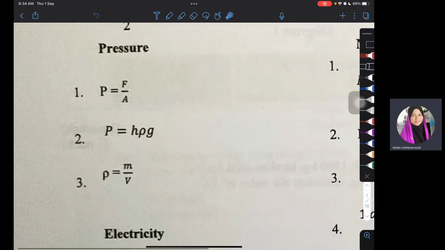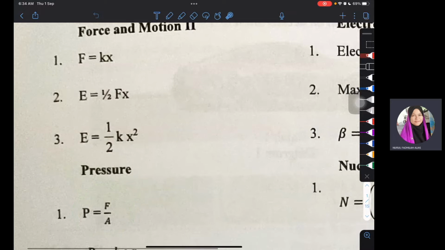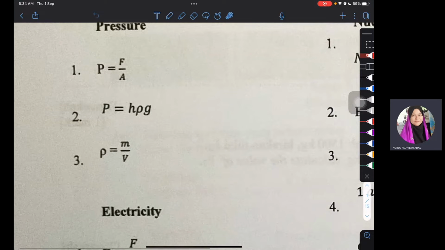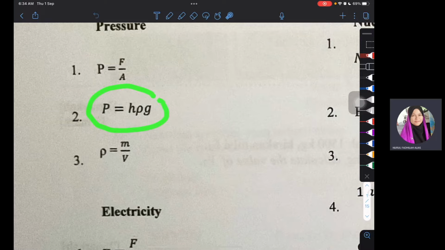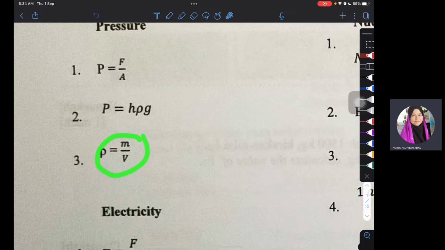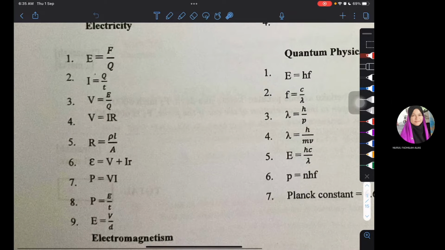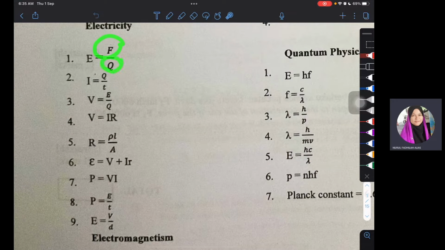And then pressure, this is easy, right? So you use pressure equals force per unit area. So this can be the definition. And then we have liquid pressure, and then this is density. Okay, and then electricity, force per unit charge.